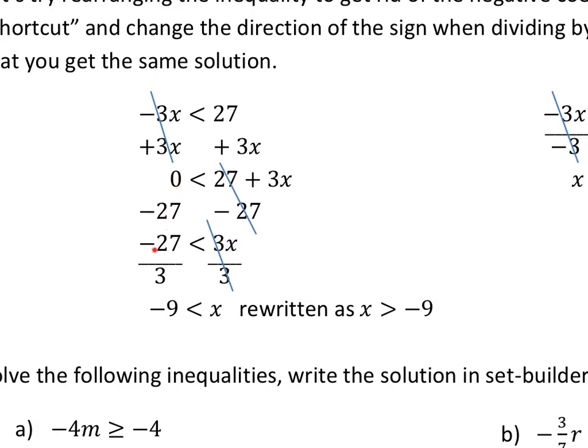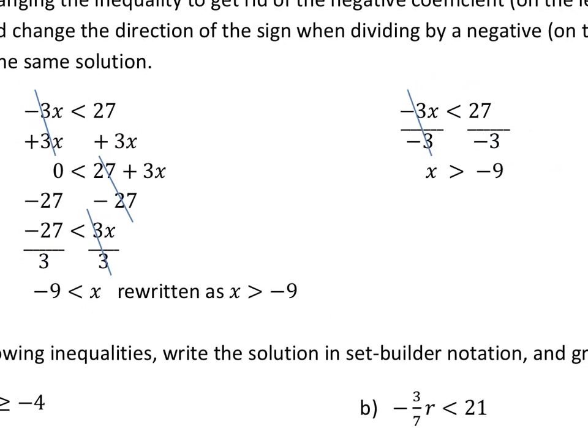0 minus 27 is negative 27 is less than 3x. Divide by 3, we get negative 9 is less than x. Now in this situation, I did not change my symbol. But that's a lot of work.